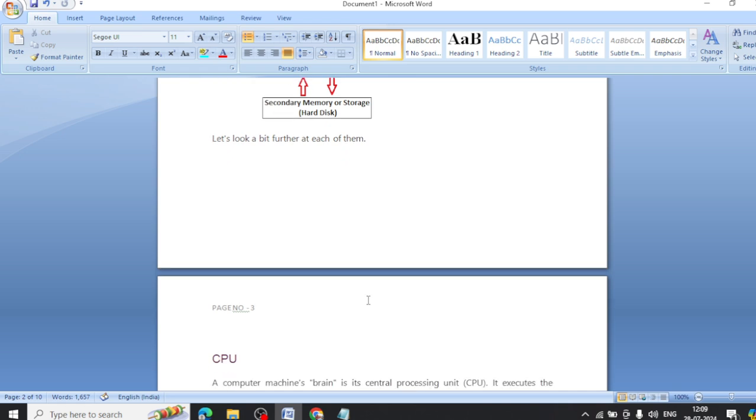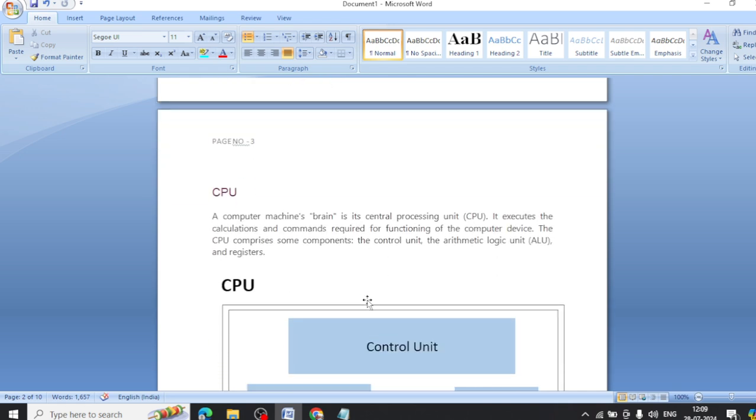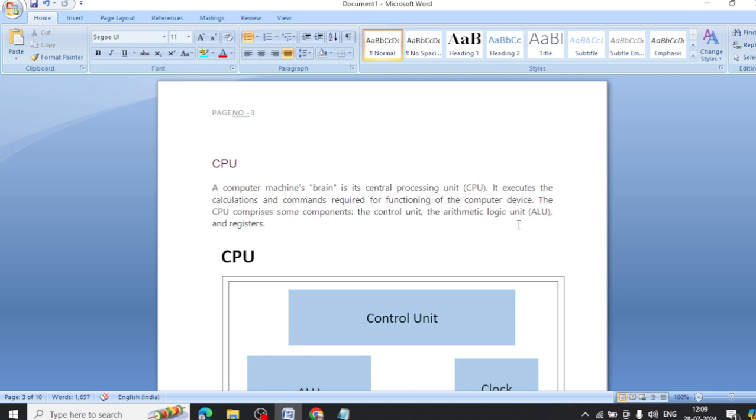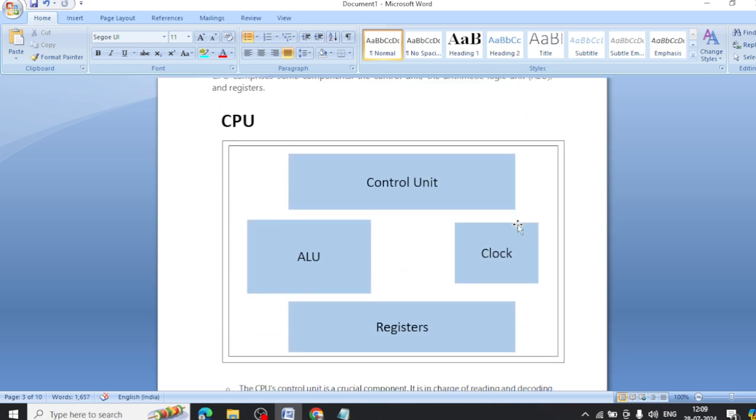Okay. Next we discuss the CPU. What is the CPU? A computer machine's brain is its central processing unit. Okay, CPU is the brain of the computer. It executes the calculations and commands required for the function of the computer device. The CPU comprises some components: the control unit, the arithmetic logic unit (ALU), and registers. Look at this diagram: control unit, ALU, arithmetic logic unit, registers, and clock.